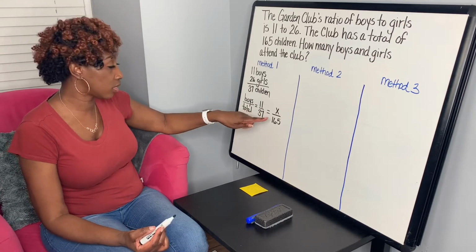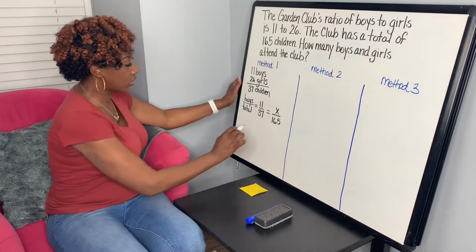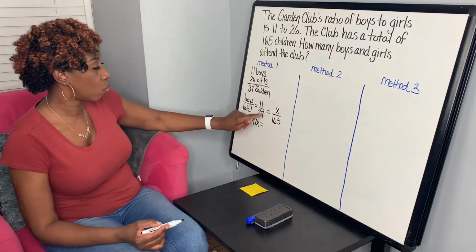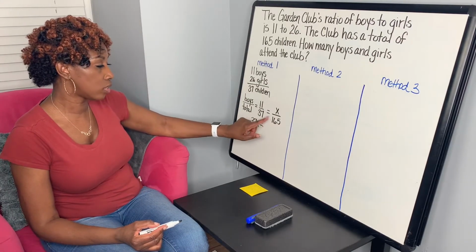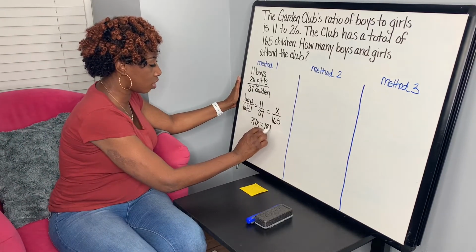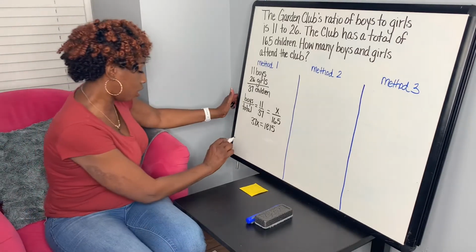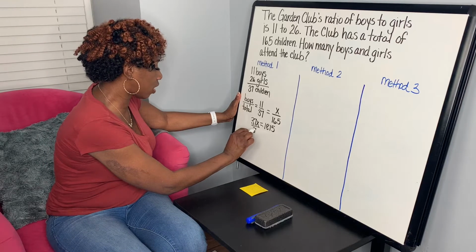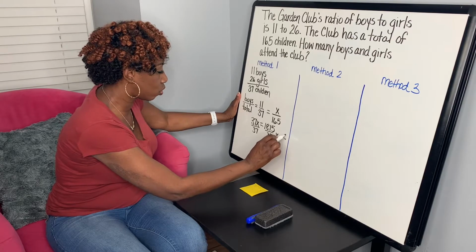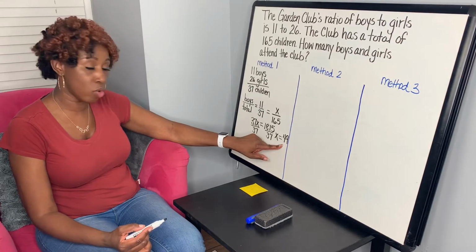So I can solve this by just cross multiplying. If I do that, I get 37 times x equals 165 times 11. 165 times 11 is 1,815. So if I'm going to solve this for x, all I have to do is divide both sides by 37. And I'm going to get x is equal to 49. So that tells me that I have 49 boys.